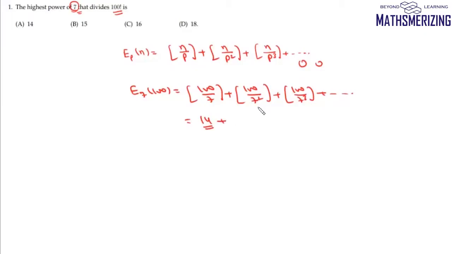There'll be 2 point something, so it'll be 2, and all the remaining expressions are less than 1, so all of them will be 0. So the exponent of 7 in factorial 100 will be 16. So the highest power of 7 that divides factorial 100 is 16, and that's your option number C.